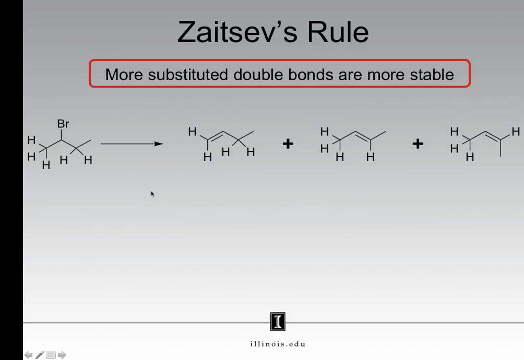On the left, we have this terminal alkene. In the middle, we have this disubstituted trans alkene. And on the right, we have this disubstituted cis alkene.